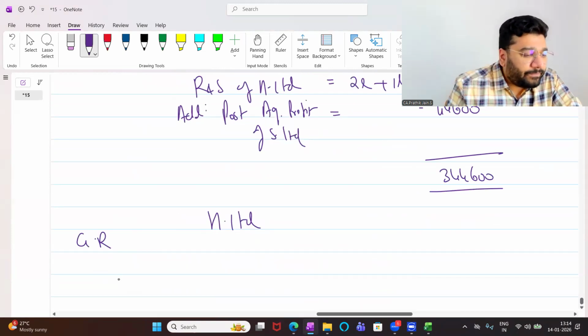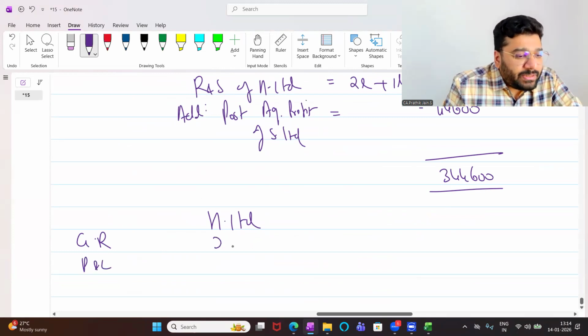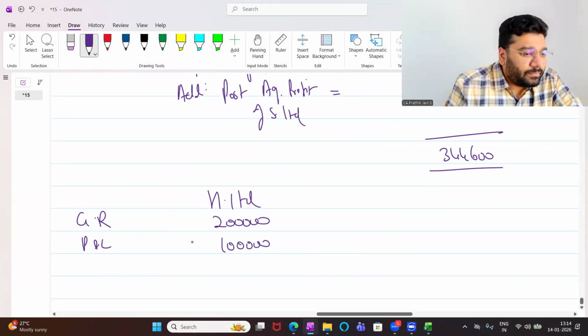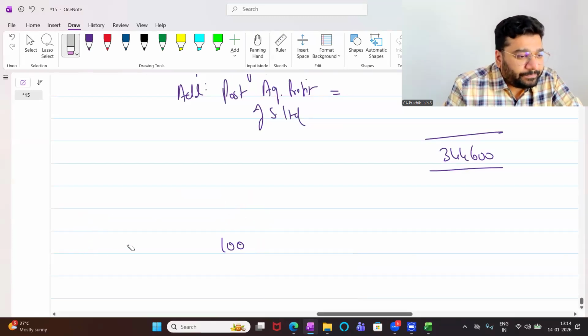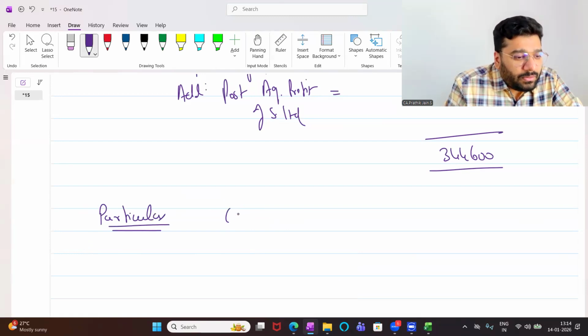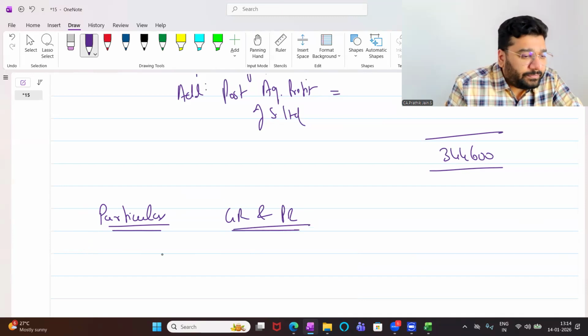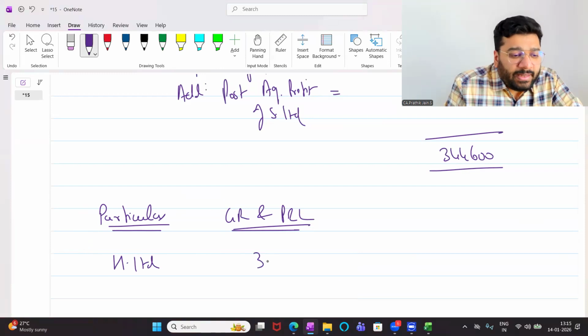General reserve and P&L. How much is it? 2 lakh, 1 lakh. Sorry, I just did the reverse part. Particulars, GR and P&L both put together. H Limited's total is how much, GR and P&L put together? 3 lakh rupees.